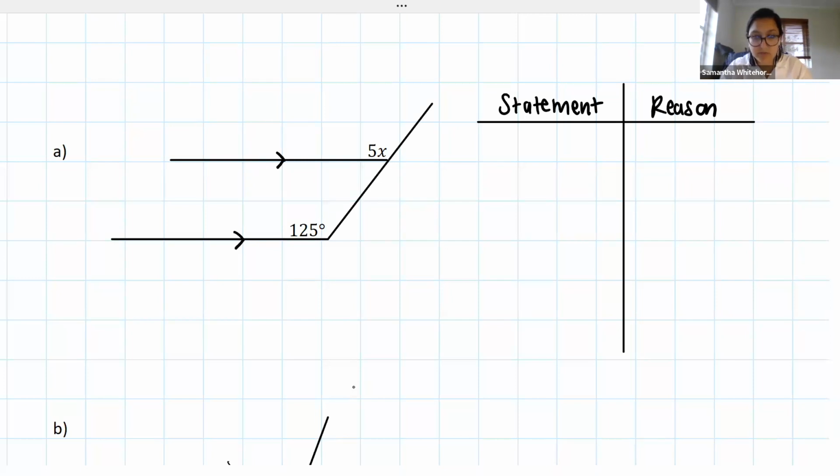Anyone feeling brave? Want to put their hand up? Let me know. Yay, Roha. Okay, Roha, what reason? Corresponding angles. Nice. Okay, excellent. And corresponding angles, what are they to each other? They're parallel. Okay, guys, so exactly.